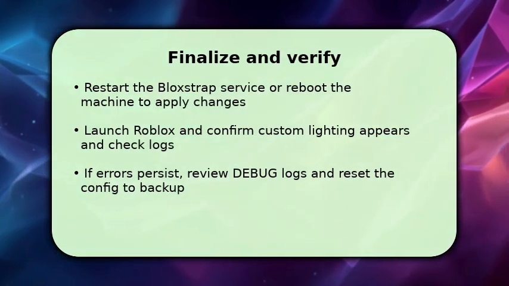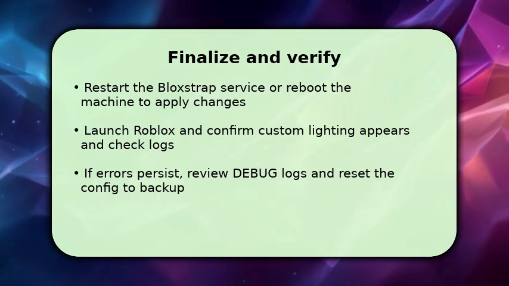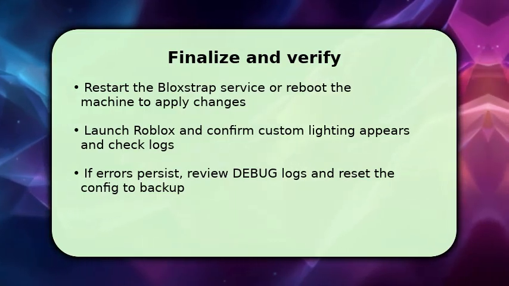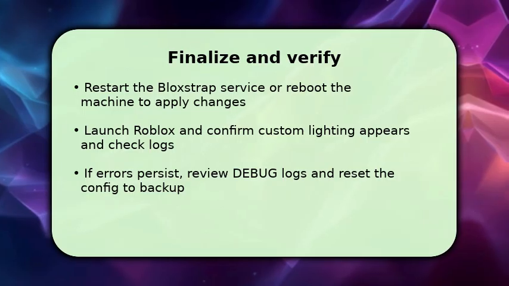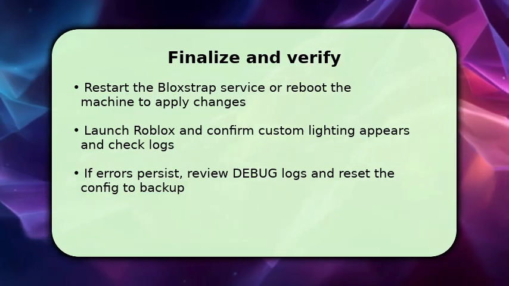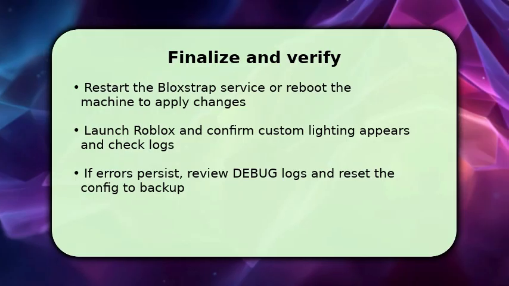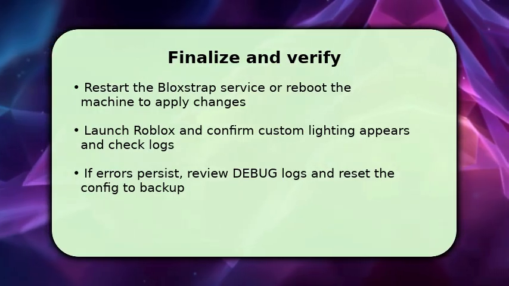Restart the Bloxstrap service or reboot the machine so new files and permissions take effect. Then launch Roblox and confirm that the custom lighting appears. Make sure to check the verbose logs for asset load timestamps and error codes.